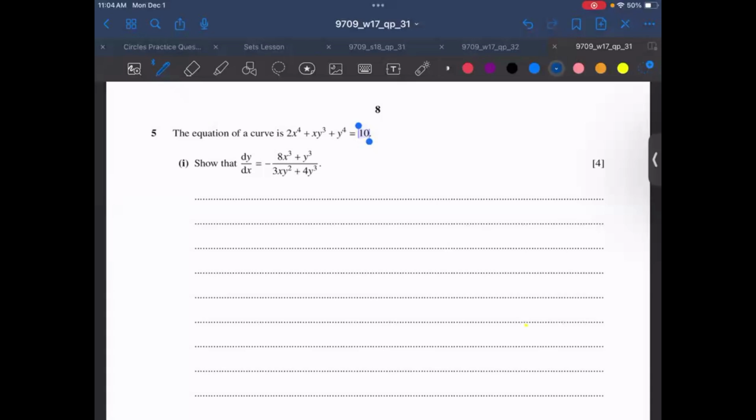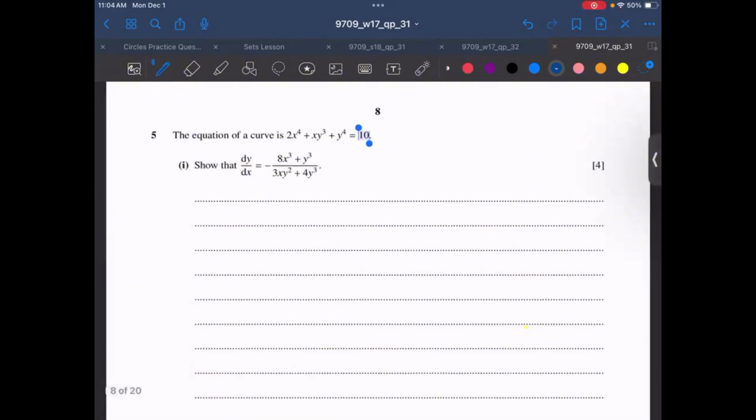In question number 5, the equation of a curve is 2x^4 plus xy^3 plus y^4 equals 10. And we have to show that dy/dx is equal to what is given over here. Now to find dy/dx, we'll differentiate each term individually. So differentiating 2x to the power 4, we'll get 8x^3. And then differentiating xy^3.